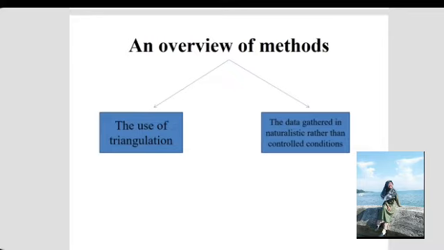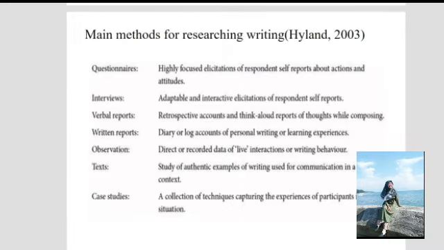And the next slide is the main methods for researching writing from Hyland 2003. There are 7 main methods. The first one is questionnaire, highly focused elicitation of respondents' self-report about actions and attitudes. The second, interviews, adaptable and interactive elicitation of respondent self-reports. The third, verbal reports, retrospective accounts and think-aloud reports of those while composing.